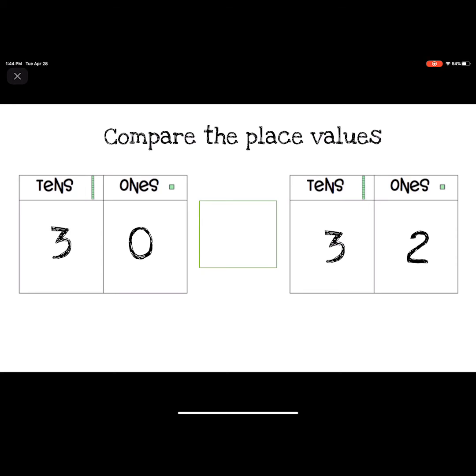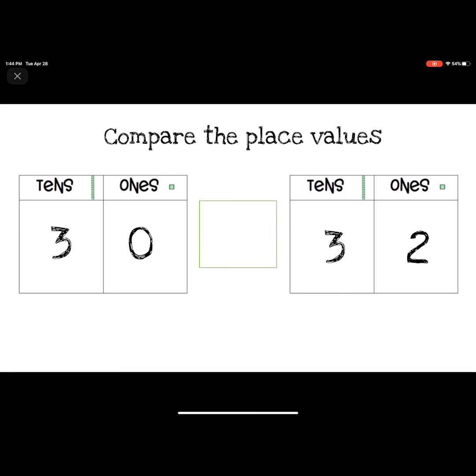Now think about when we compare those ones places since the tens are the same. What's more, 0 or 2? And if that confuses you, think about what comes last when you're counting. 0, 1, 2. So 2 came after the 0. So I know that 2 is greater than 0. So that tells me that 32 must be greater than 30.